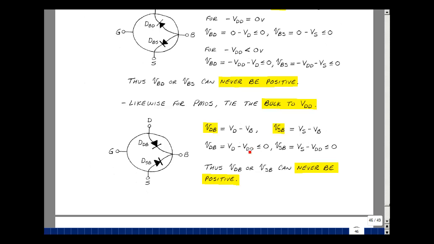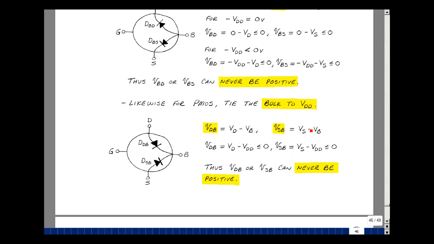So I've got a minus, say, 5 volts here. If I had a 0 to 5 volt power supply, this could swing between 0 and 5 volts, but I'm always subtracting 5. That's going to always be less than or equal to 0. If I had a dual supply, this could go down to minus 5 volts, but then I'd have minus 5, and less than or equal to 0. So I can't forward bias this diode. The same is true for the source to bulk diode.